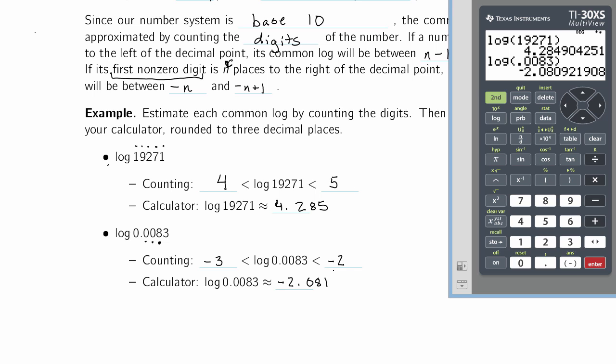So part of the reason that we choose the common log is that it's the easiest log to figure out just by looking at the number. At least what two whole numbers our log is going to be between.